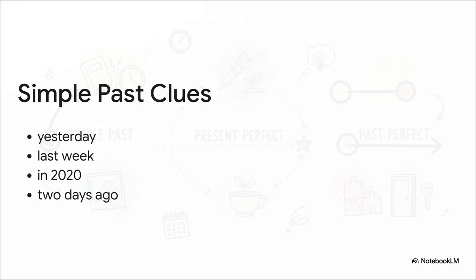Now, to make things easier, look out for clue words. These are basically like a secret code. Whenever you hear words that name a specific finished time, like yesterday, last week, in 2020, or 2 days ago, they're telling you exactly when to use this tense. Finished time equals simple past.